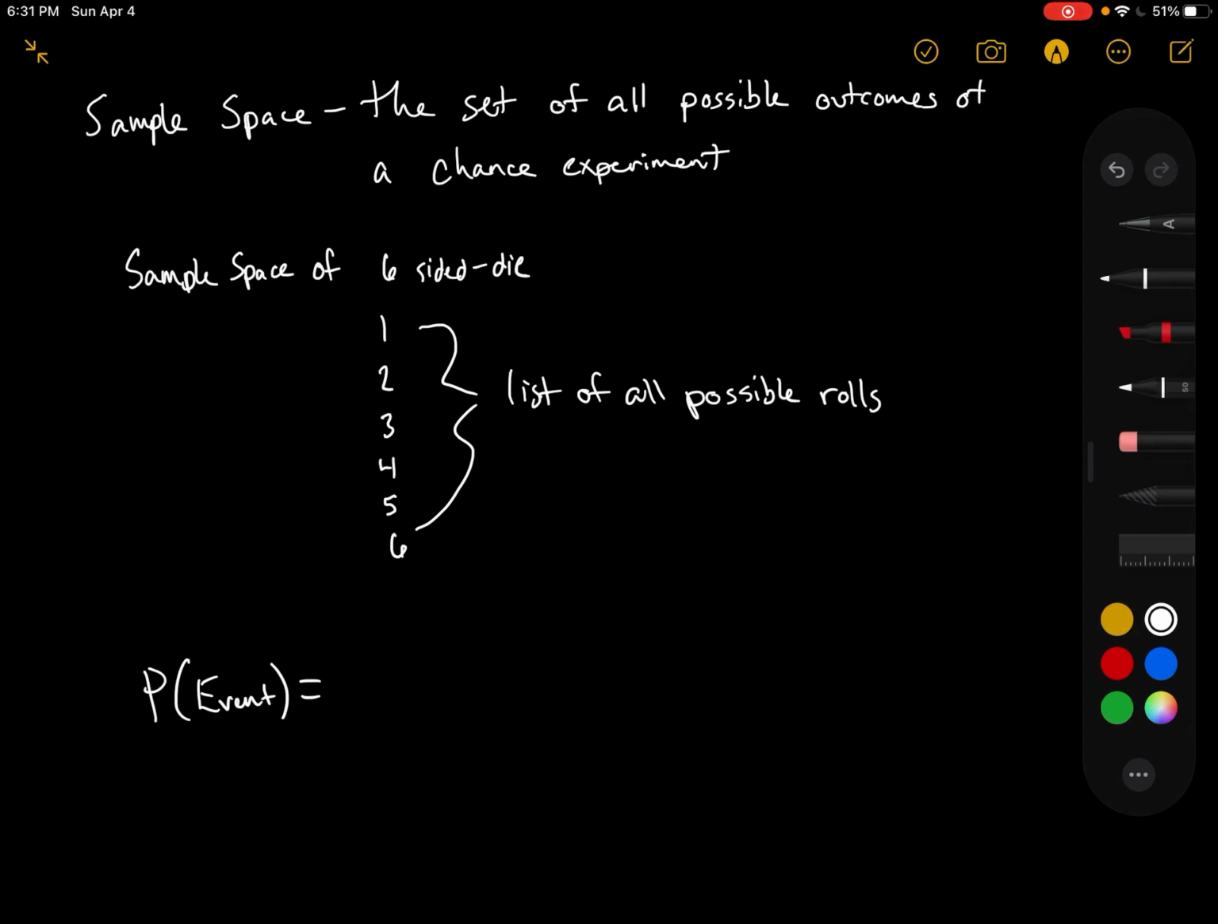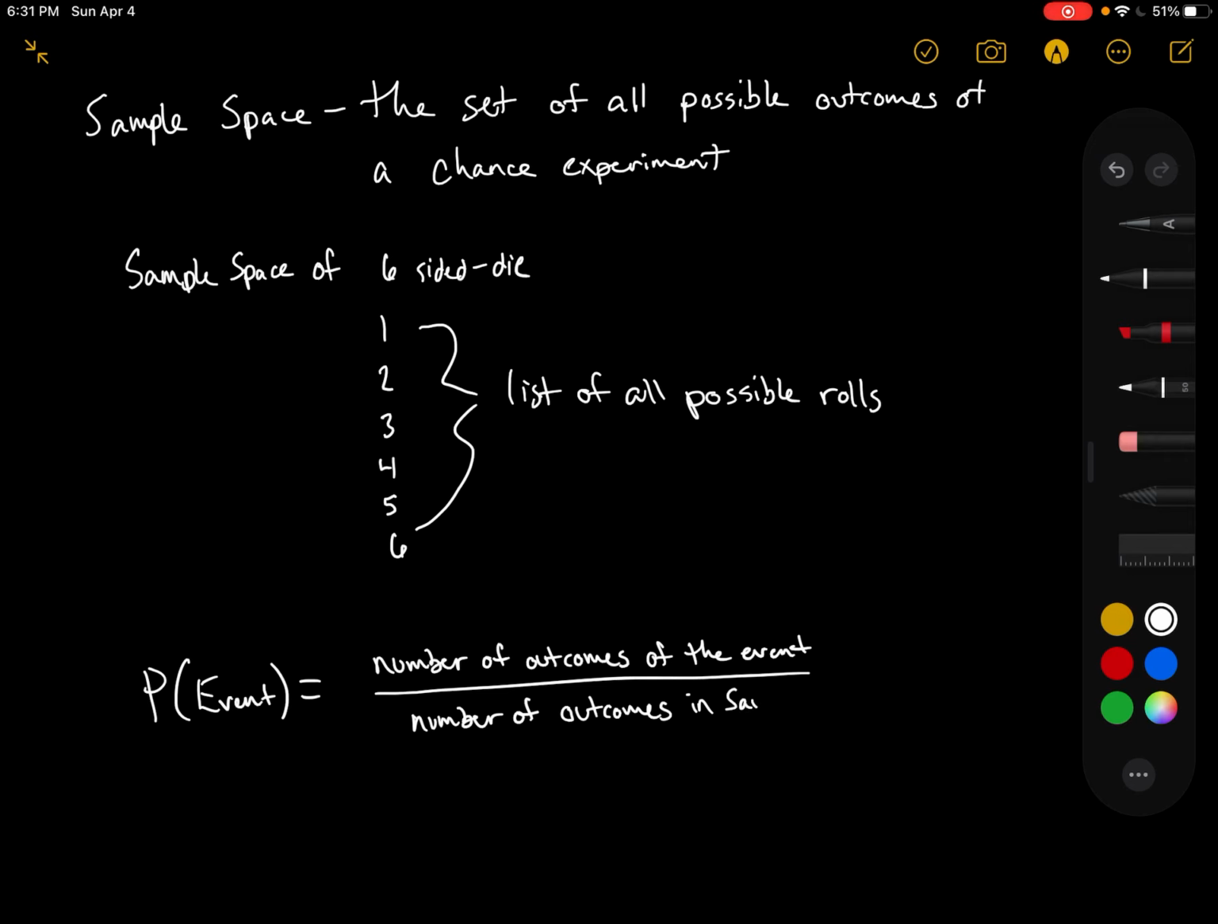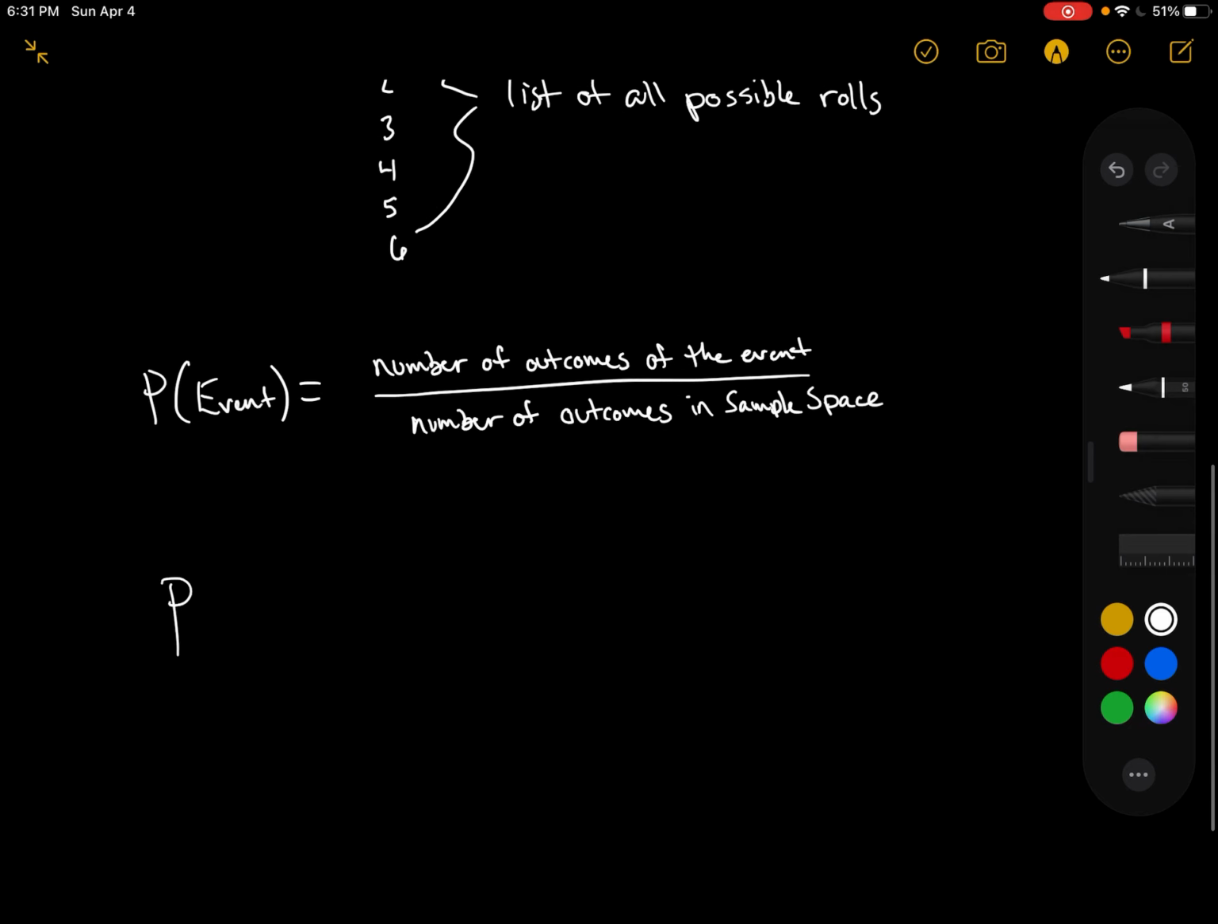So the last thing, and why these sample spaces are so important, is the probability of an event is defined as the number of outcomes of the event over the number of total outcomes. Total outcomes, another way to say that, is just the number of outcomes in the sample space.